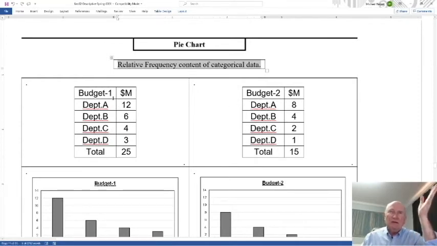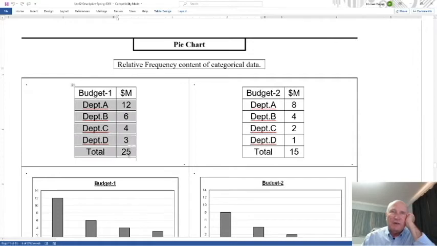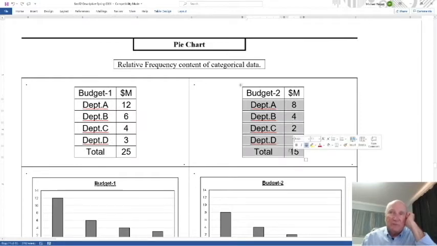Budget 1 was one year, budget 2 was the next year, let's say the following year. And so these are millions of dollars. A, B, C, D have $12, $6, $4, $3 million. So their total budget was $25 million. Now budget 2 was 8, 4, 2, 1. The budget was $15 million.